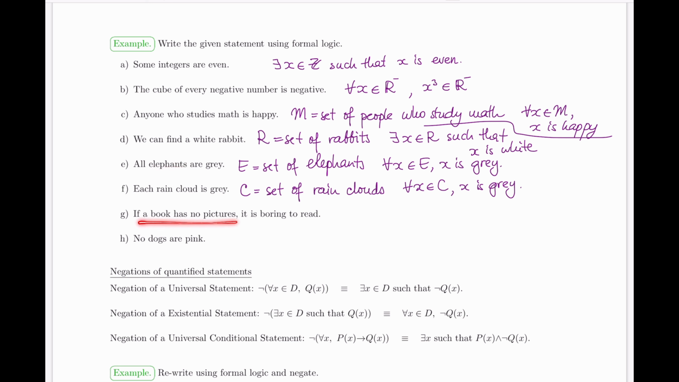If a book has no pictures, it is boring to read. So here we have an if statement that is a conditional, and we're talking about books with no pictures. So translating this into somewhat symbolic form, I'm not going to go all out and define all the sets of all the books and the sets of all of the books with no pictures. I'm going to make a very economical shorthand. For all books X, if X has no pictures, then it's boring.